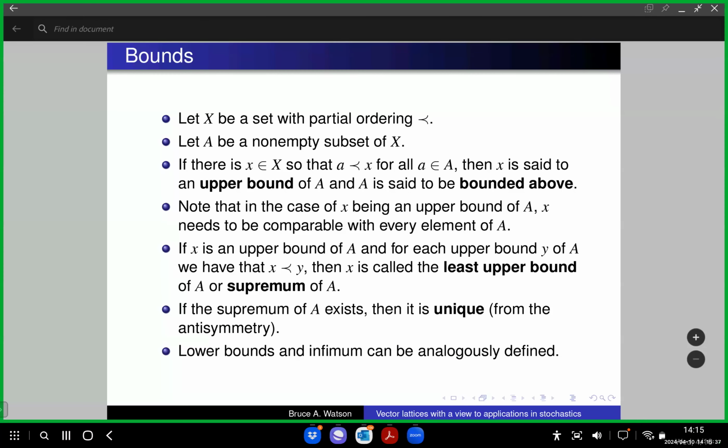So note that for x to be the least upper bound of A, we require that x is comparable with every element of A, and x is comparable with every upper bound of A. So it's comparable with two different families of subsets of X. In other words, x has every element of A as a predecessor of it, and every upper bound of A is a successor of x.